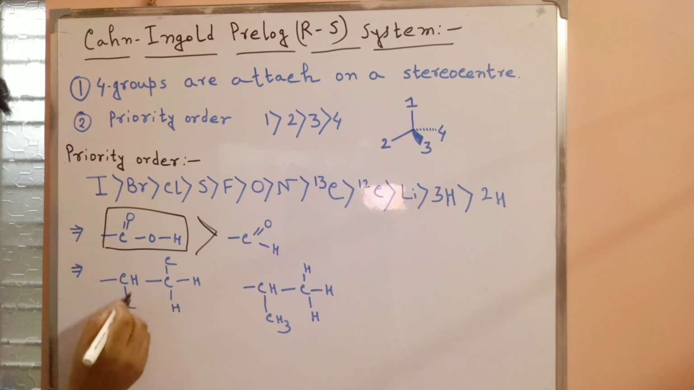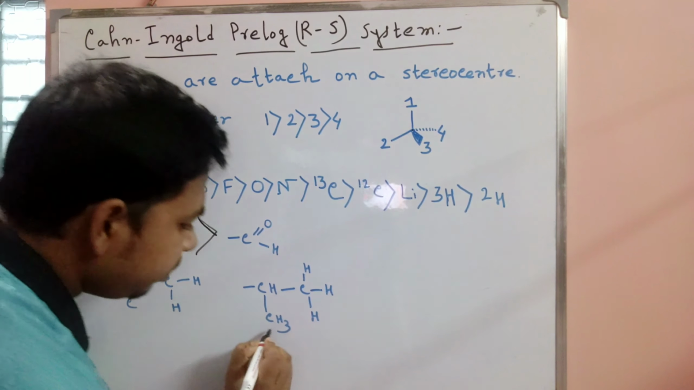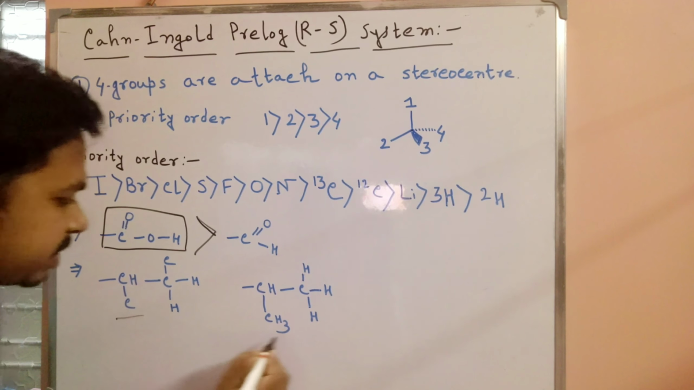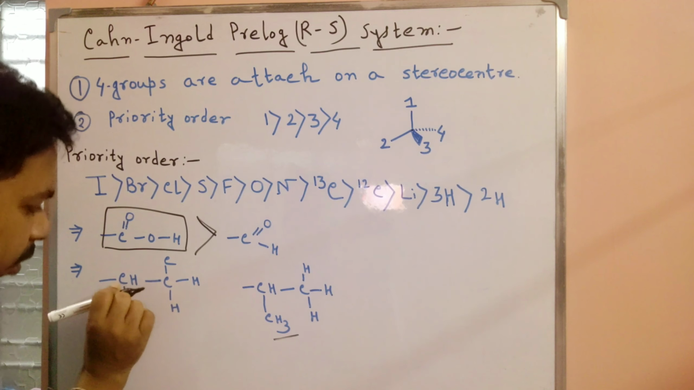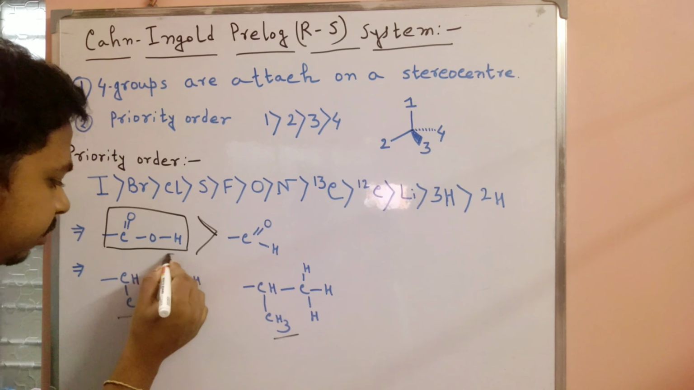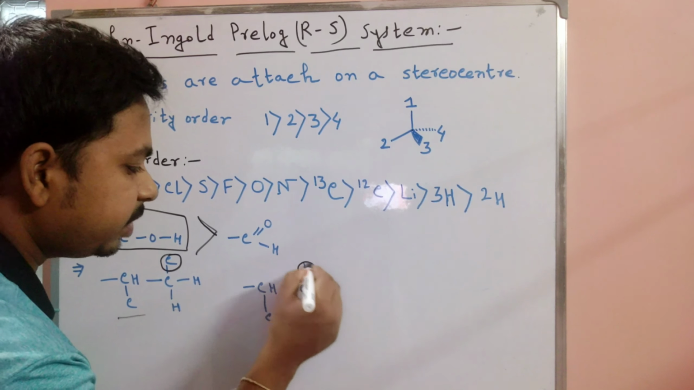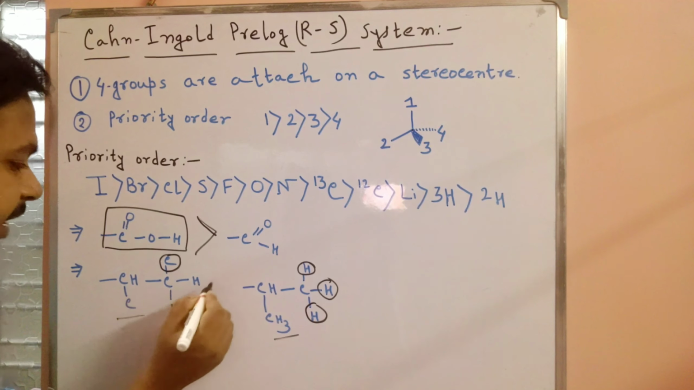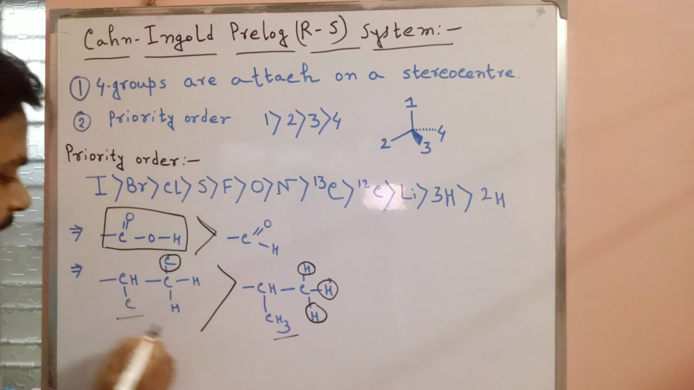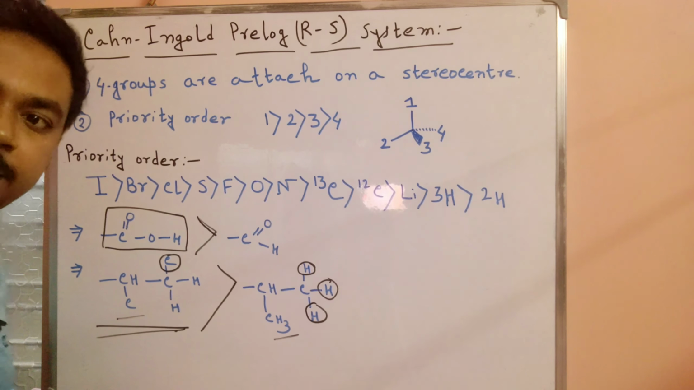But when one carbon center is attached to one carbon, and this carbon center is attached to a methyl group, then the priority is the same. But when we go through this bond to the second carbon center, which is attached to a carbon center with 3 hydrogen atoms, then the priority is higher in that group. This fact is very important.